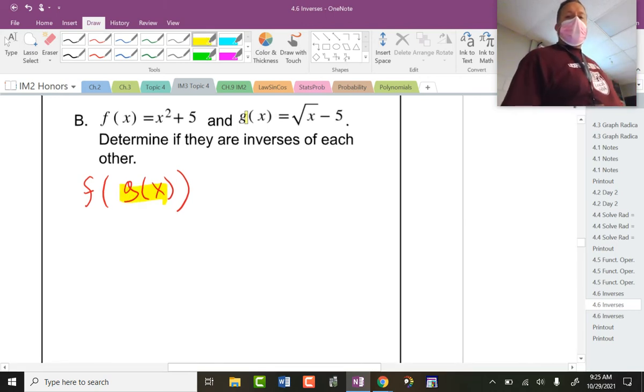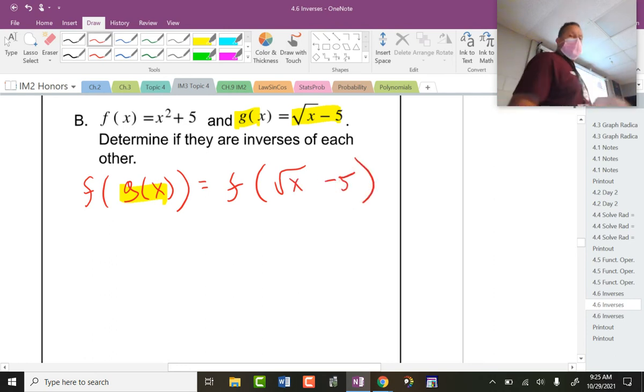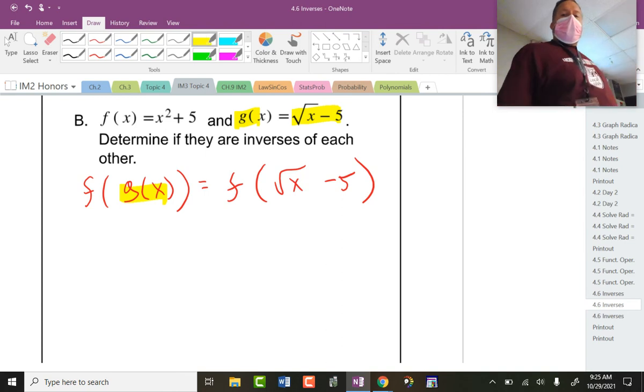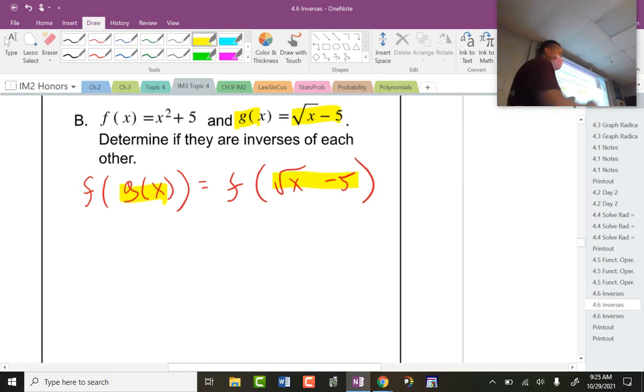g of x is the square root of x minus 5. So the next thing is, the name gets replaced with its functional value. I'll try to do the highlighting to help you out here, because the highlighting should help you out.